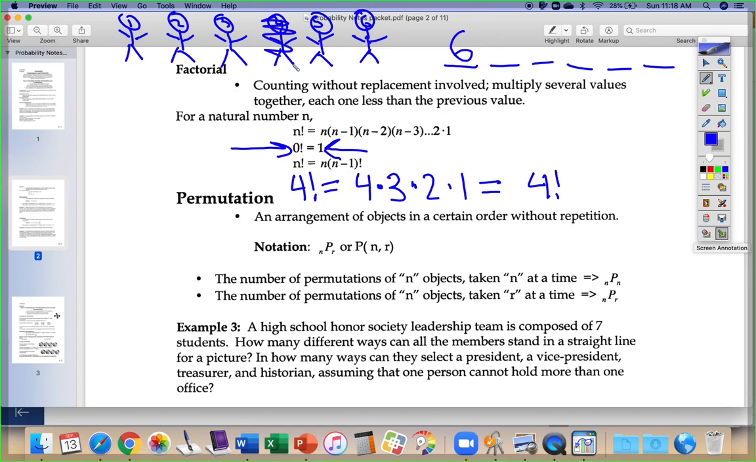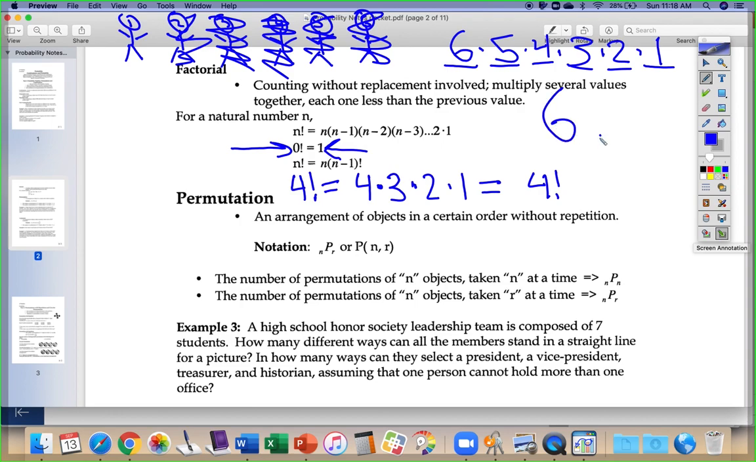But then one of the kids is gone. How many ways can I put the next person there? Oh, 5. And then one of the kids is gone. And then I have how many left? I have 4 left. Gone. Then I have 3 left. Gone. Then I have 2 left. Gone. And how many ways for the last kid? 1. And what do you do with counting principle? You multiply. So a factorial, 6 factorial, just is all about putting things in a row.